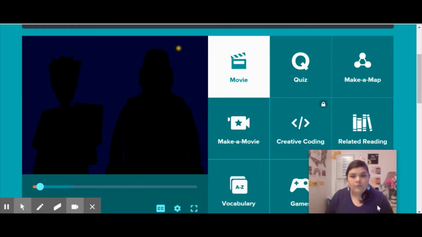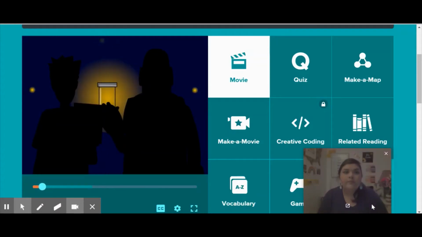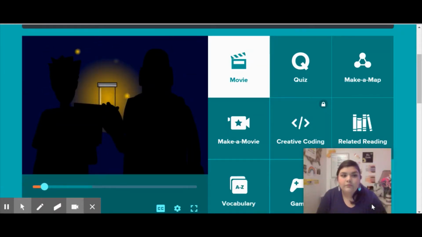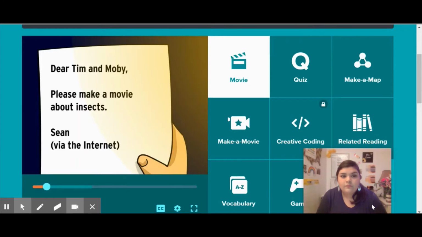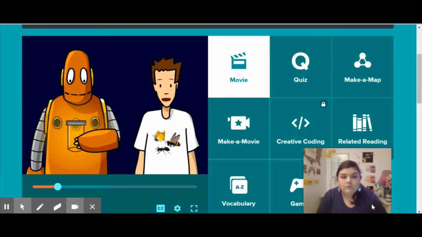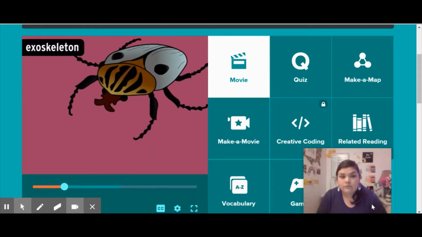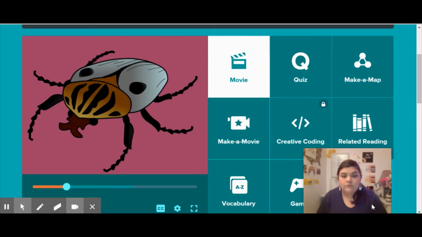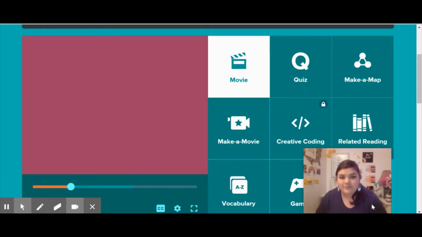Cool, fireflies. It's a little dark out here. Thanks. Dear Tim and Moby, please make a movie about insects. Signed, Sean. Insects belong to the arthropod phylum, the same group that crabs and spiders belong to. Like all arthropods, insects are invertebrates, which means they have no backbone. In fact, they have no internal skeleton at all. Instead, they have an exoskeleton, an outer shell made from a protein called chitin. It's like a suit of armor, good protection, and flexible at the joints.